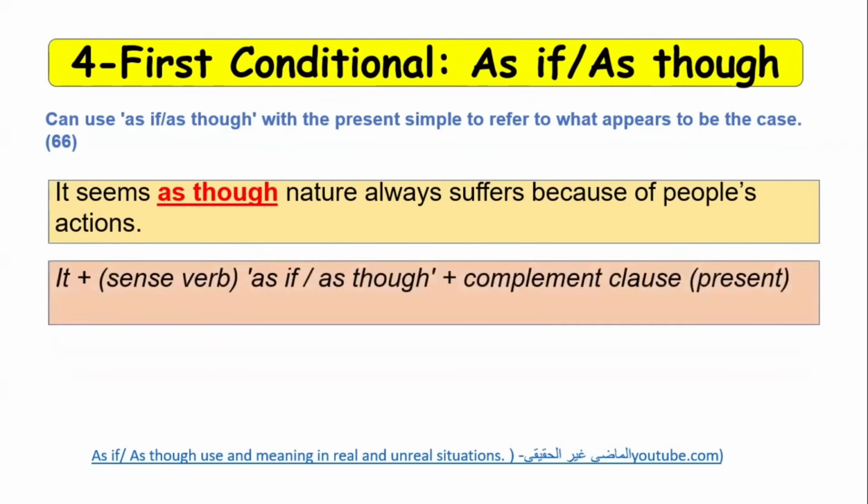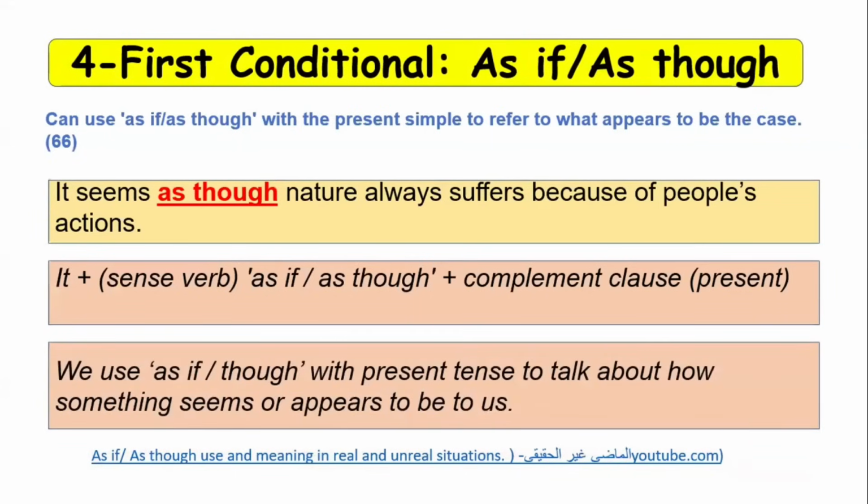It plus a sense verb. Sense verbs are like it seems, it looks, it sounds, it feels, things like these. And then we use as if or as though. And by the way, as if and as though have exactly the same meaning. As if and as though, كما لو أو كأن. The only thing is that as if seems to be used more commonly, and that's it. Plus a complement clause in the present في المضارع. What does it mean if you use it in the present? It means that we think something appears to be true because we have signs or evidence suggesting this.